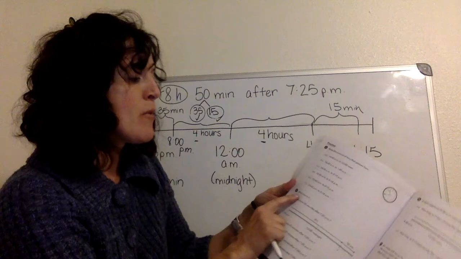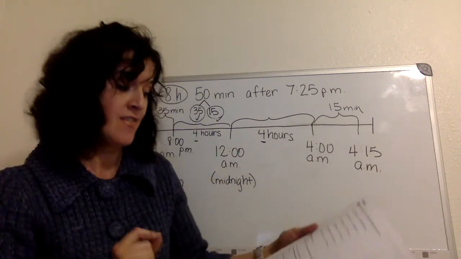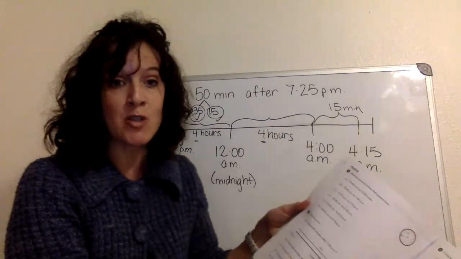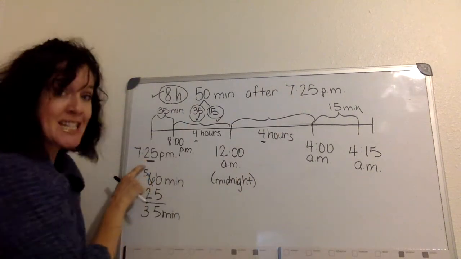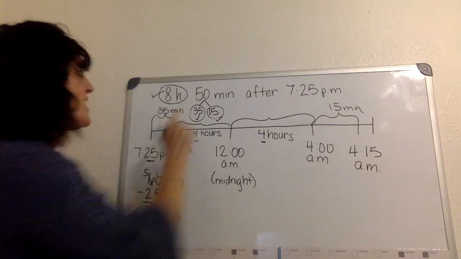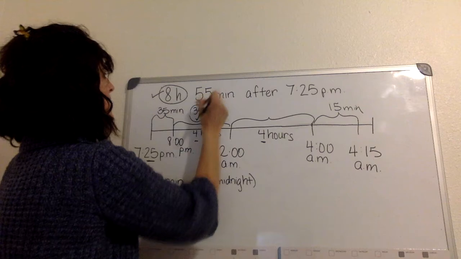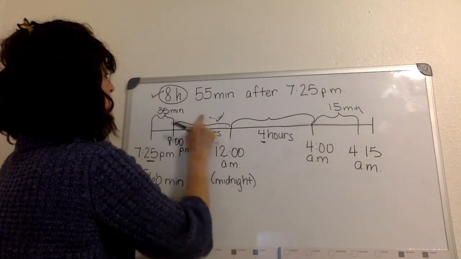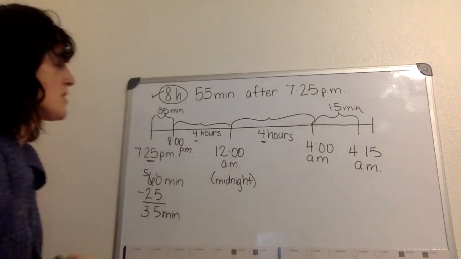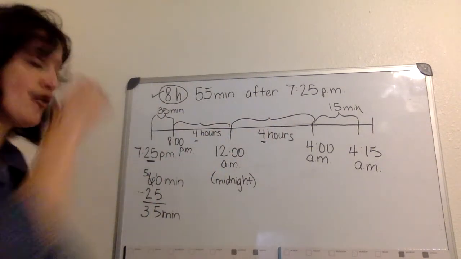Now we're moving on to letter B under number 5. This time we want to know what time is it? 8 hours 55 minutes after 7:25 p.m. So we still have our same starting time. We can reuse a lot of this. We want to know 55 minutes. So all of a sudden these numbers are going to change a bit. We'll have to change those. Everything else we're going to keep like it is, and we're going to go from here, okay?